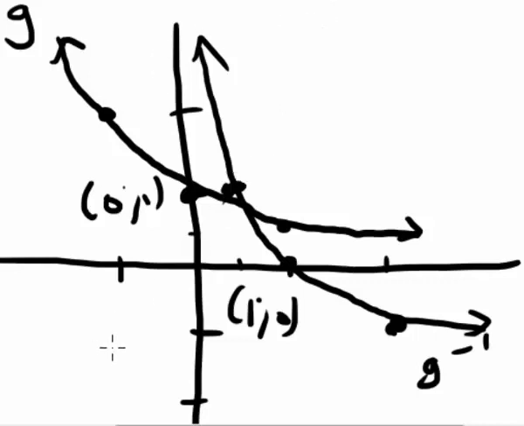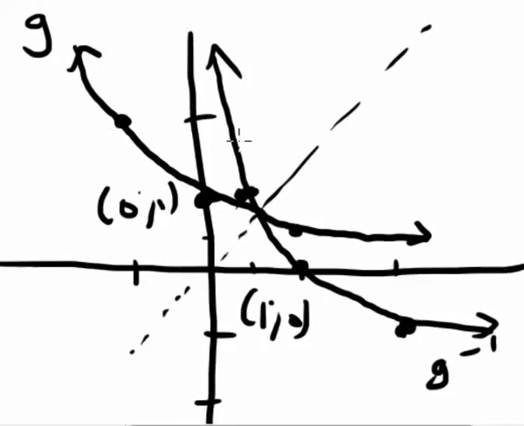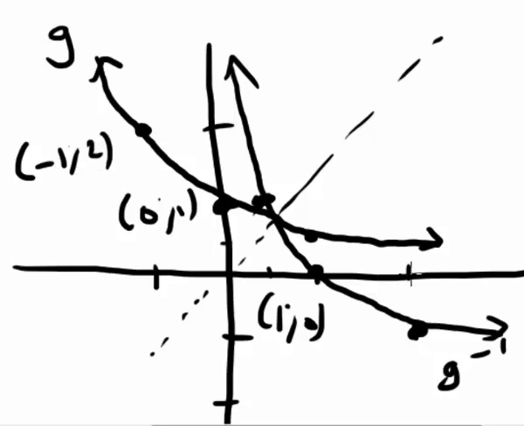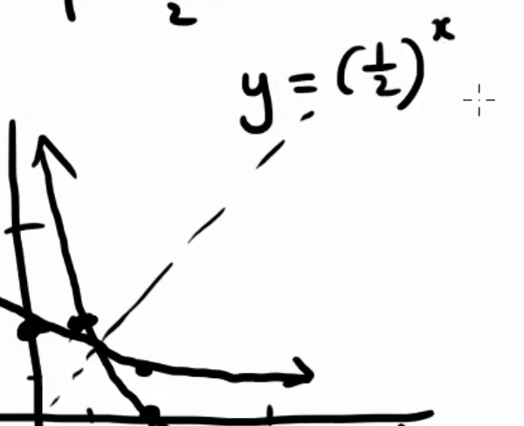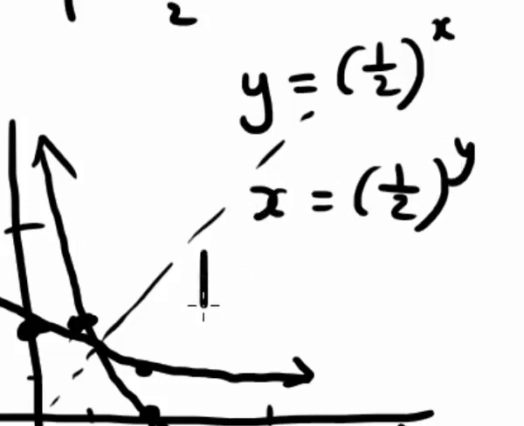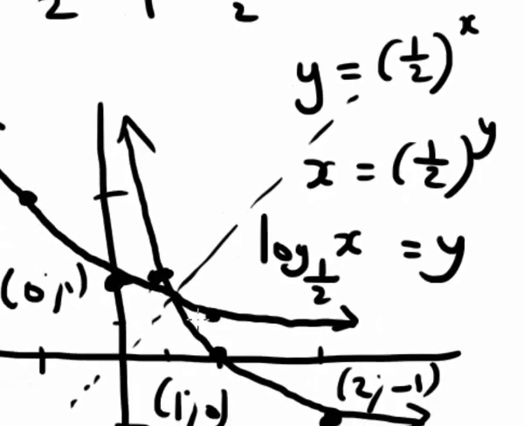Now, you'll notice that they're all reflections of each other about the line y equals x. That's quite important. This would be minus 1, 2 here at this point, and this would be 2, negative 1. Notice they completely swap around. And if you take the equation of this graph, if y is equal to a half to the x, that's g, we can interchange the x and y. So x is equal to a half to the exponent y. Introduce the log notation: y is log x to base a half. That is your inverse. It's the log graph.